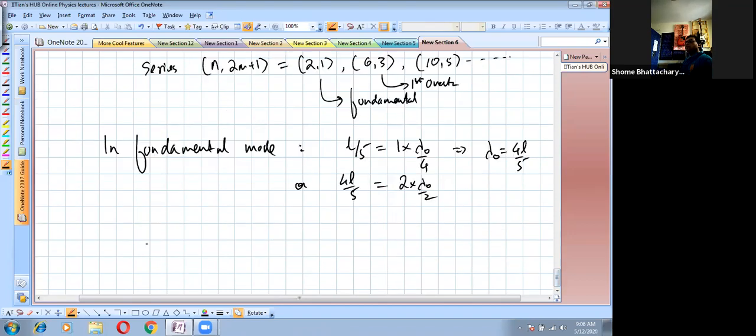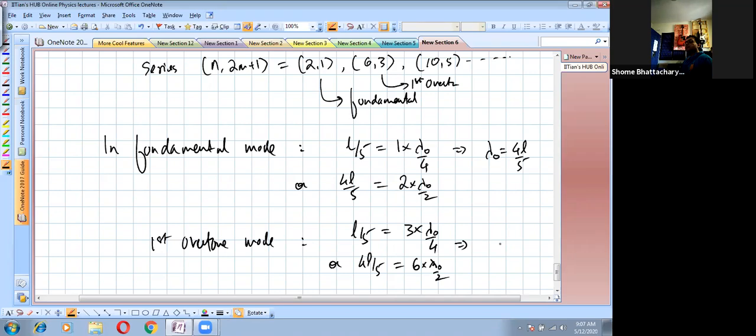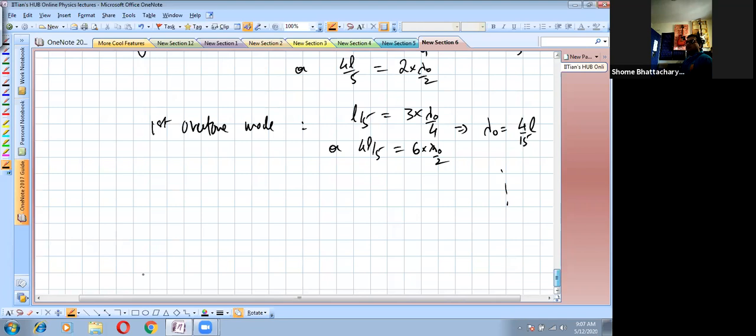In the first overtone mode, L by 5 will become 3 times lambda naught by 4. Or if we go with the second equation, 4L by 5 will become 6 times lambda naught by 2. So whichever of the two equations we use, our lambda naught will become 4L by 15. And so on and so forth. This is a series.